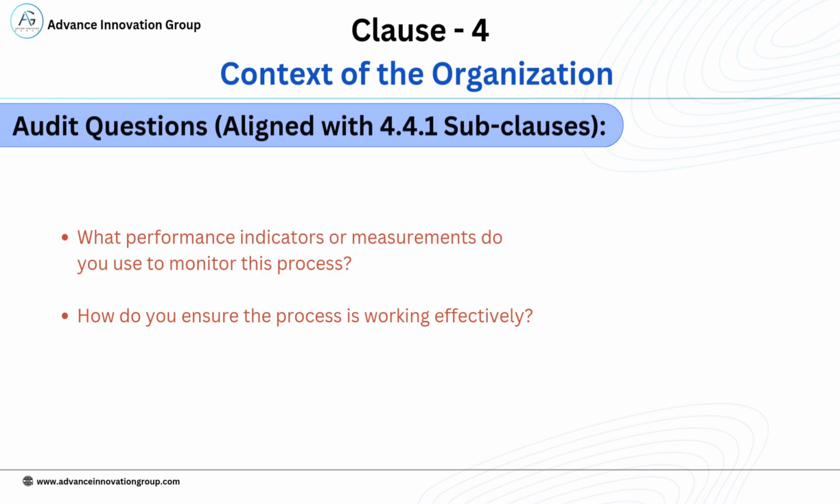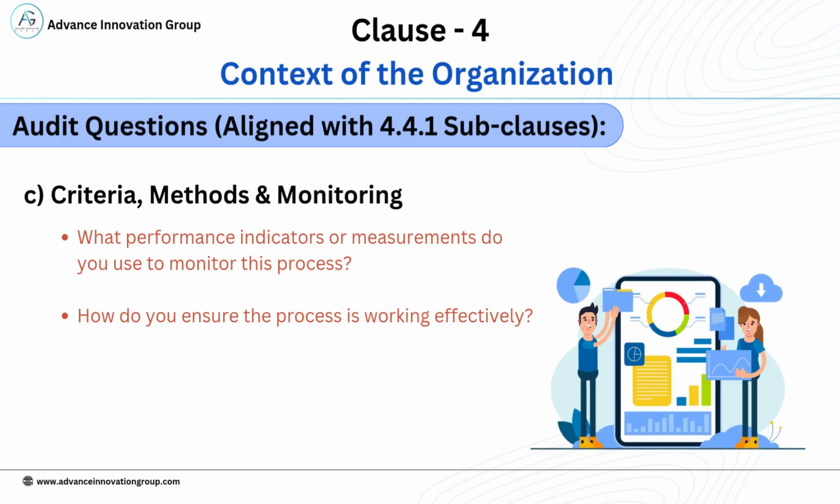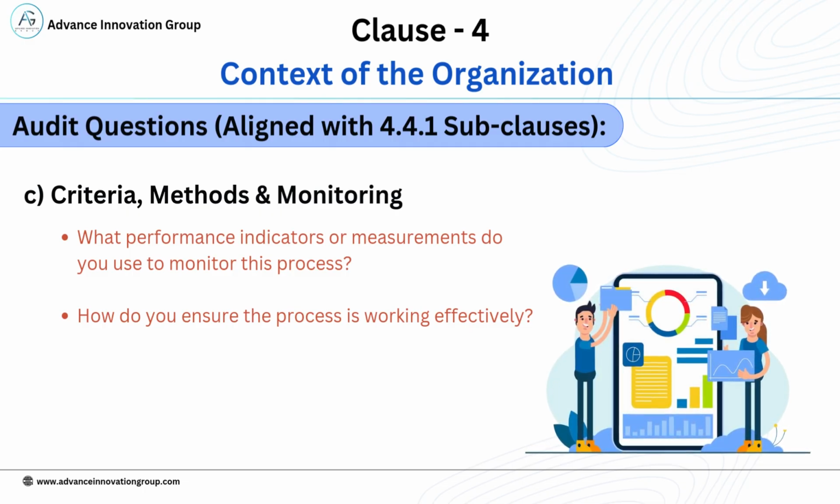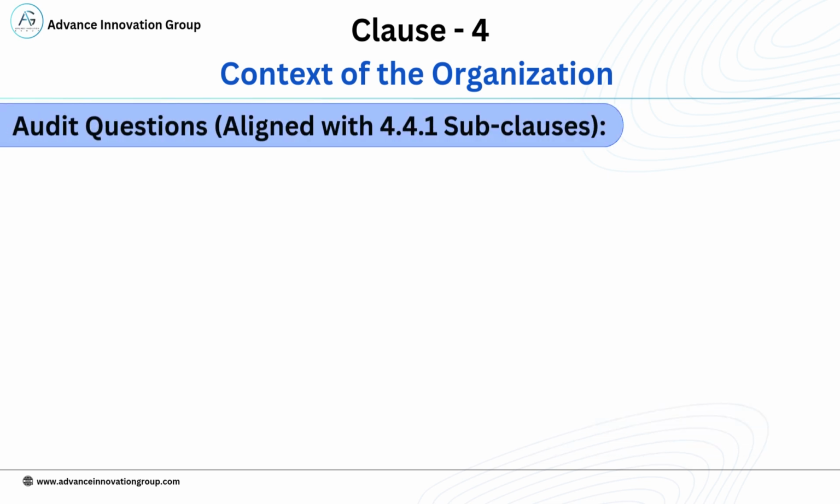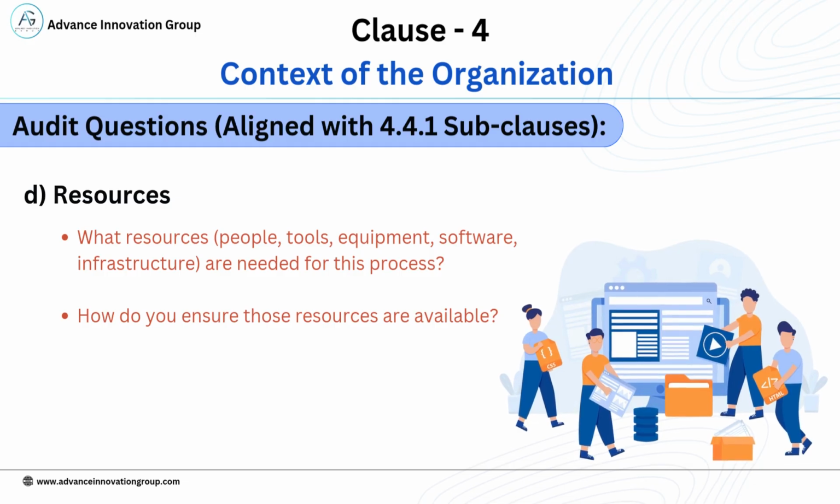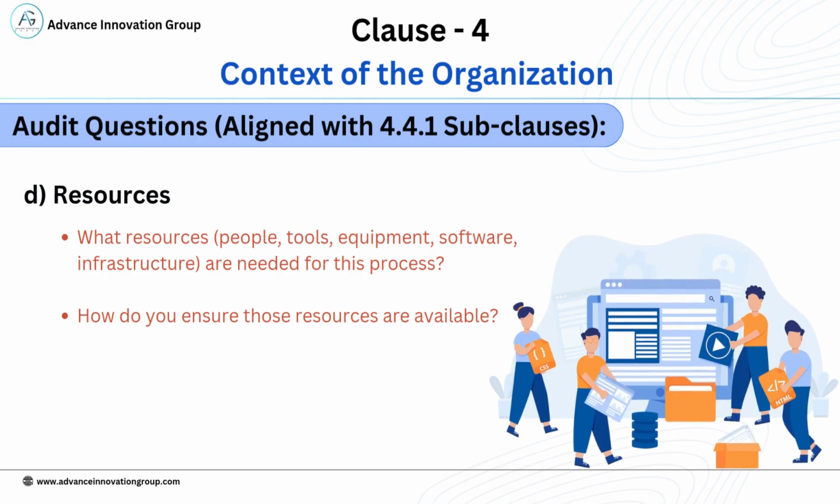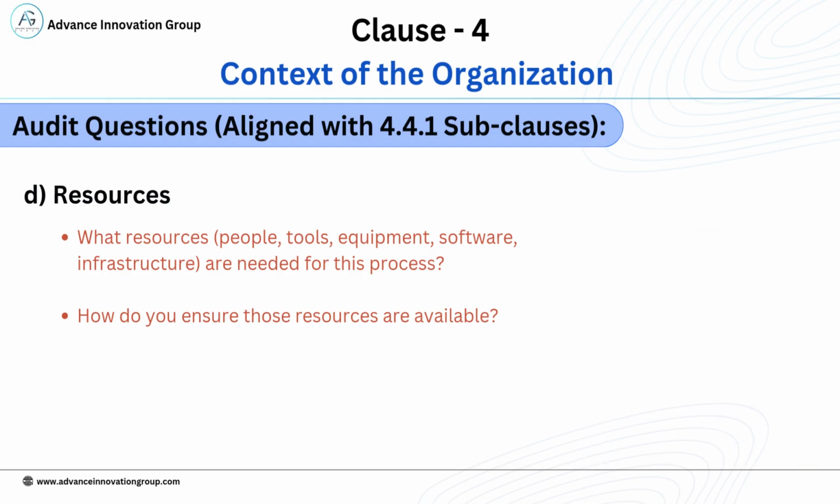Audit questions aligned with 4.4.1 subclauses. C. Criteria, methods, and monitoring. What performance indicators or measurements do you use to monitor this process? How do you ensure the process is working effectively? D. Resources. What resources (people, tools, equipment, software, infrastructure) are needed for this process? How do you ensure those resources are available?